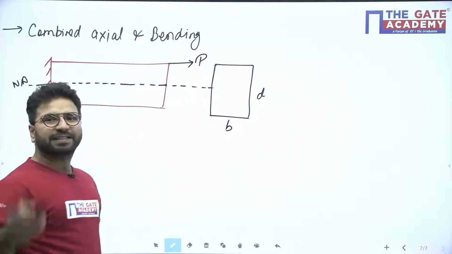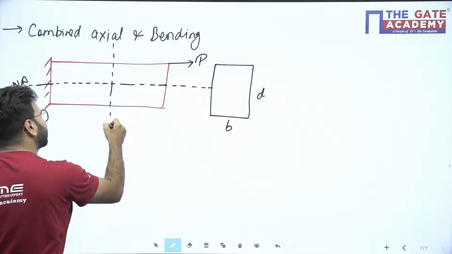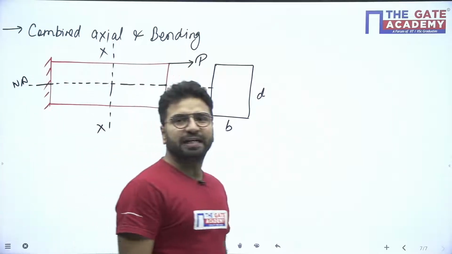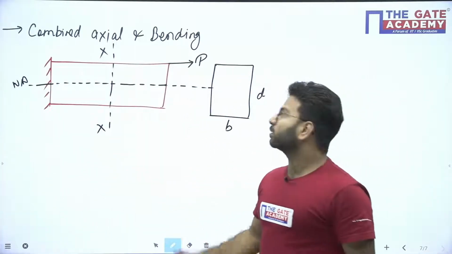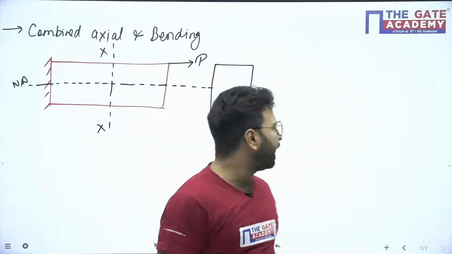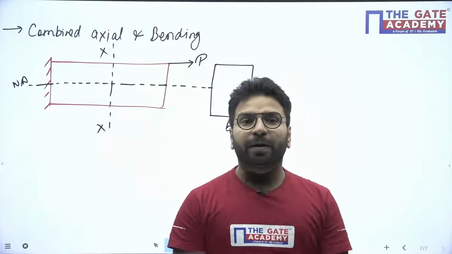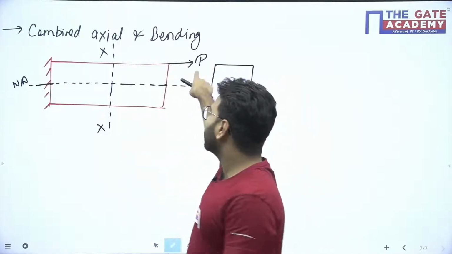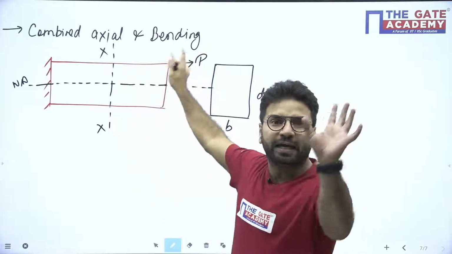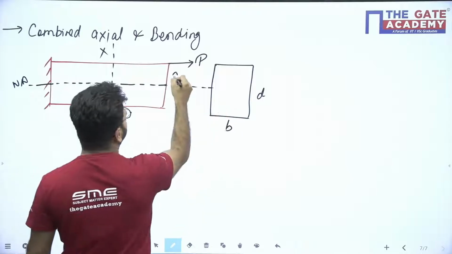Now somebody is asking you, the questionnaire is asking you, to calculate the stress at section XX. If the load were at the neutral axis, you would say it is P upon A. Area is B into D, so it will be P upon BD. But here, the load is not applied at the neutral axis, it is applied somewhere else, at some eccentricity. This distance you can say will be D by 2 here.